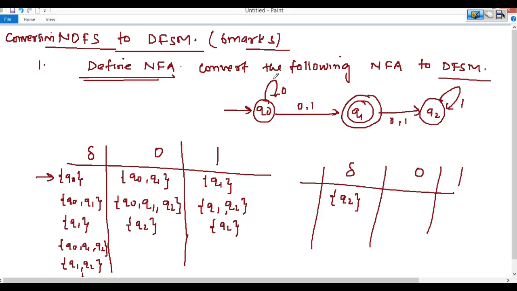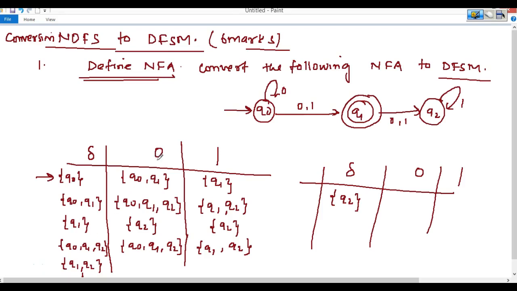Q0 on 0 is Q0 and Q1, so I write Q0 and Q1. Q1 on 0 is Q2. Q2 on 0 has nothing, so this much is the result. Q0 on 1 goes to Q1, Q1 on 1 goes to Q2, and Q2 on 1 is itself Q2. Any new state? Q0, Q1 and Q2 is already there, no need to write again. Q1 and Q2 is already there too.